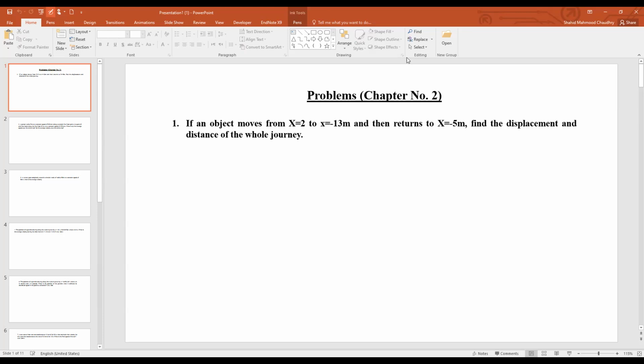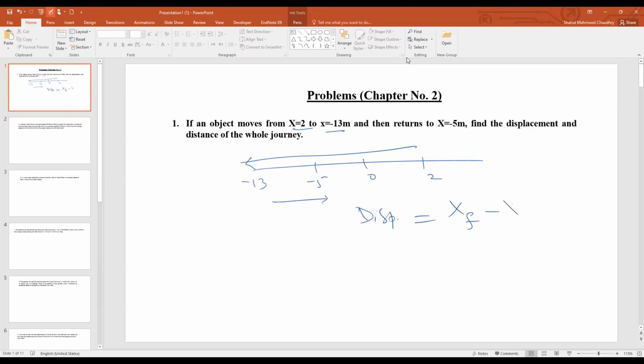So this is the problem related to distance and displacement. Already I have discussed it. Suppose this is 0, this is 2, and this is 13. A body is moving from x equal to 2 to x equal to 13, and then returns to minus 5. Find the displacement and the distance. Displacement is final position minus initial position. The final position is minus 5 and the initial is 2. So you can write this value as minus 7 meters.